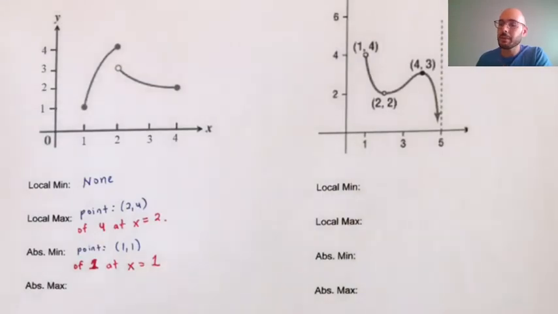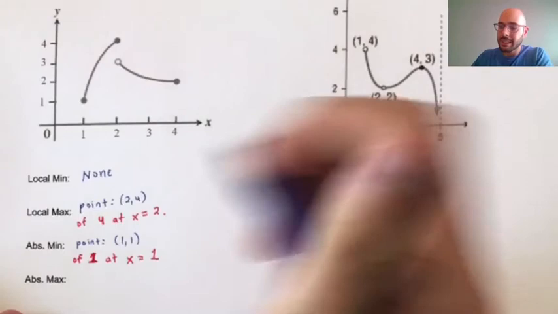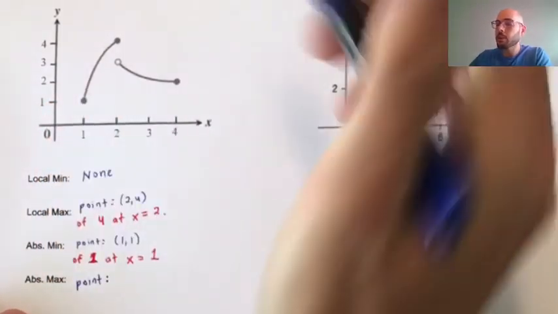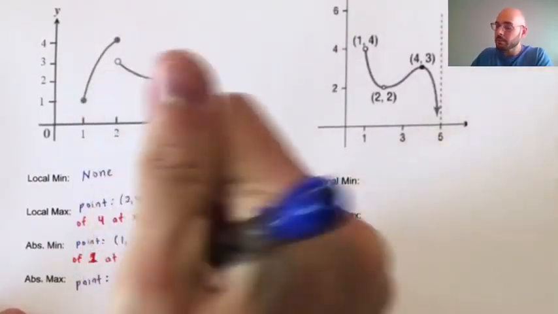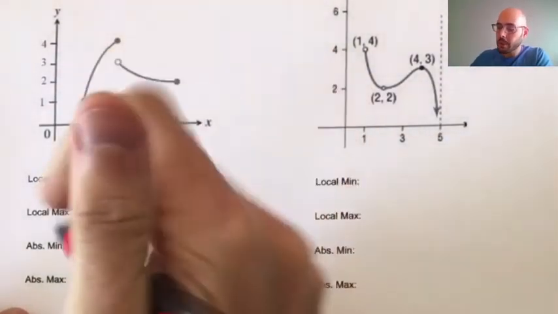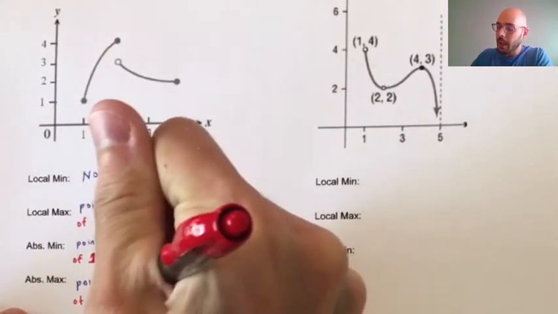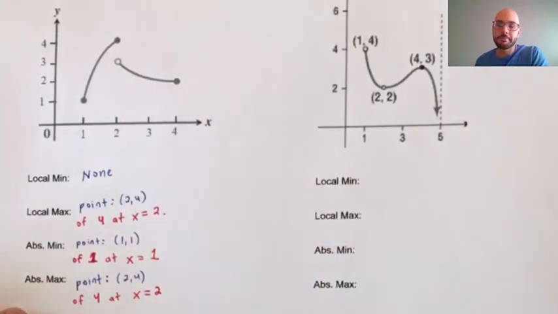And then absolute maximum is the absolute highest point on the graph that we can see. And there is an absolute highest point on the graph that we can see. It's this point 2, 4. So we can answer it as a point, or we can say there's an absolute maximum of 4 at x equals 2.